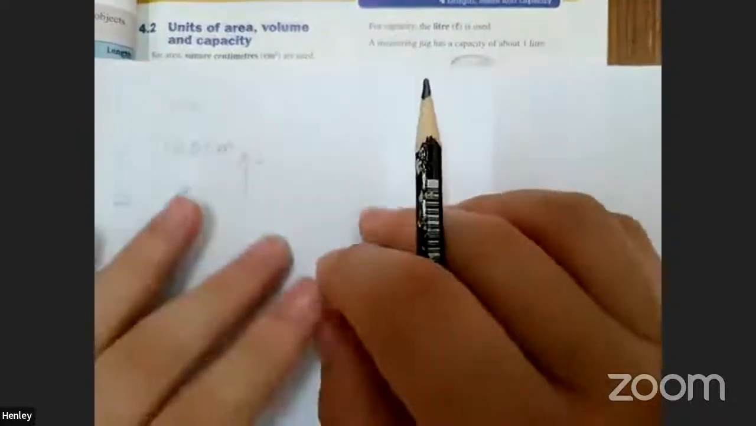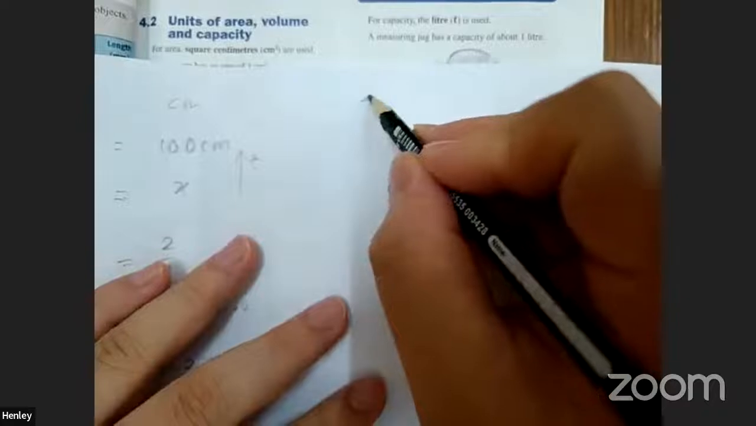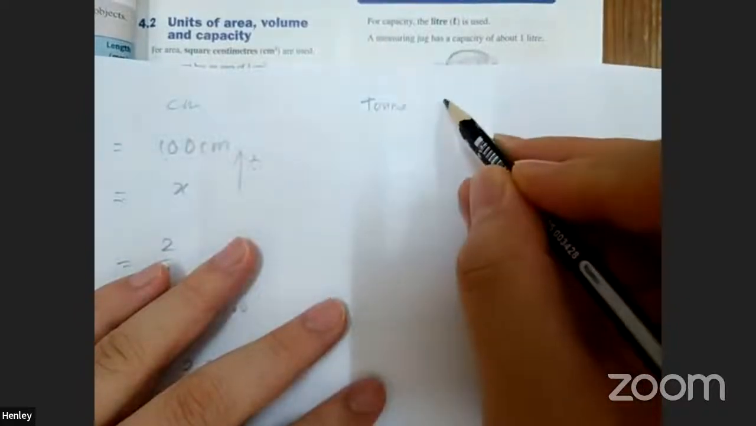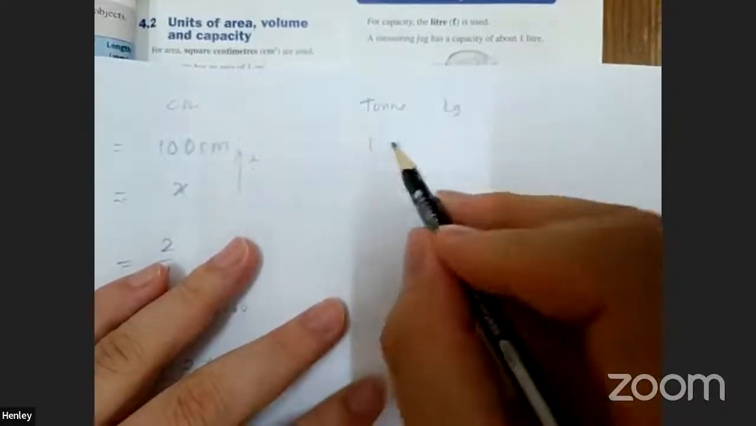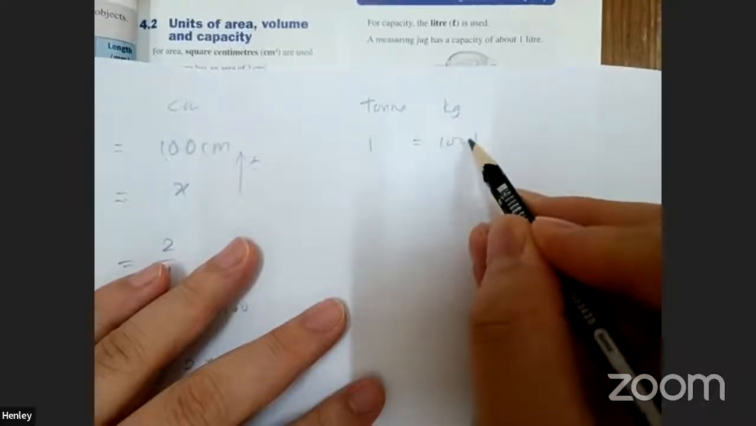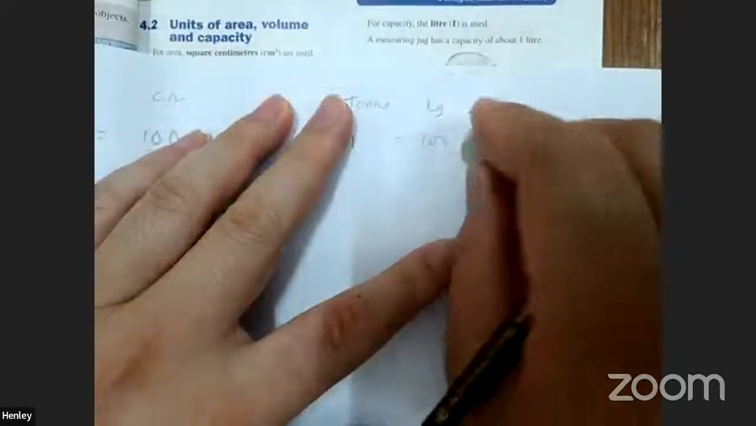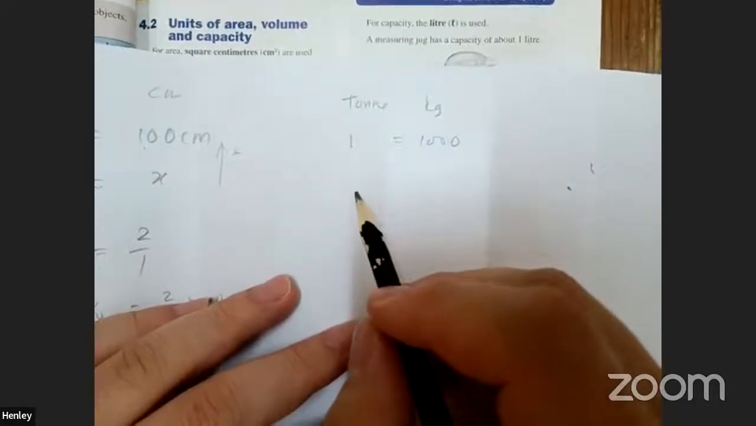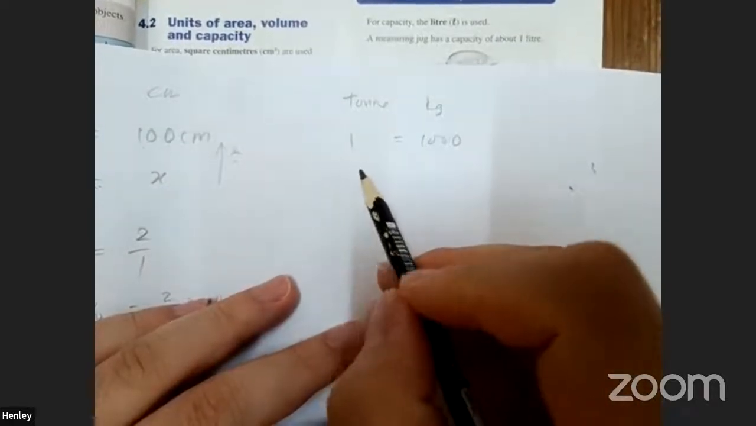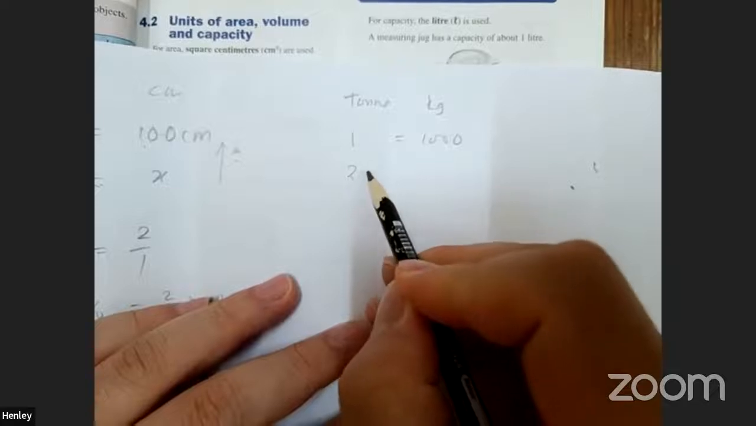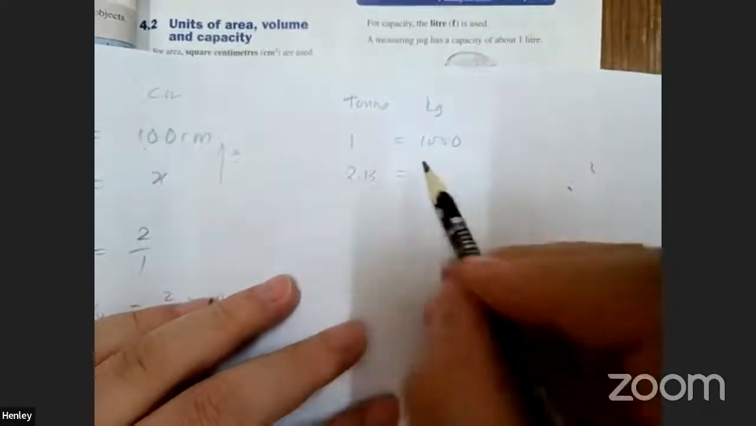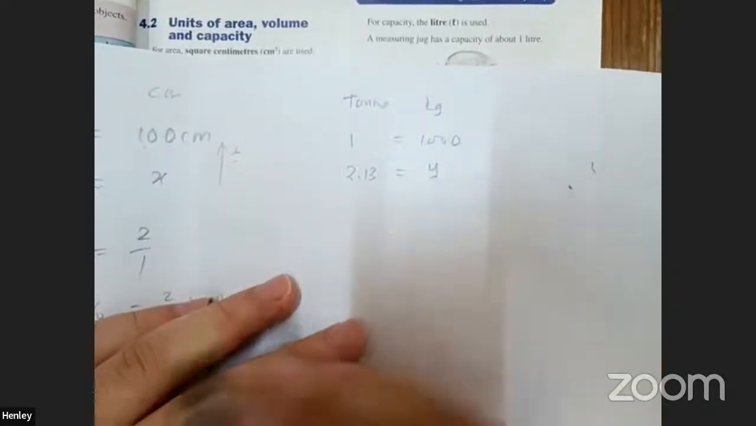You can always use this one for your own training. Now this is ton, and then this is kg. 1 ton is equal to 1000 kg. So I think I don't need to write kg here anymore. And then if I want to ask you, maybe this is about 2.13 ton is equal to what? How many kg? Maybe you write this y.